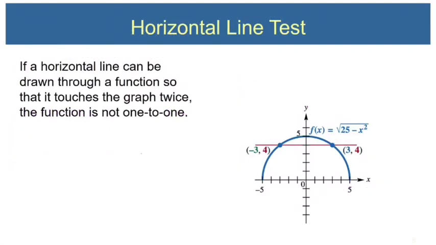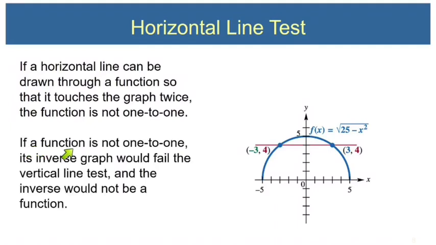This idea of using the graph to tell if a function is one-to-one brings us to what's called the horizontal line test. If a horizontal line can be drawn through a function so that it touches the graph twice, the function is not one-to-one. Here we have a semicircle, the top half of a circle, and you can tell that this graph would pass the vertical line test, so it is a function. However, it does not pass the horizontal line test because we can draw a horizontal line that cuts the graph twice. So it is a function, but it's not a one-to-one function.